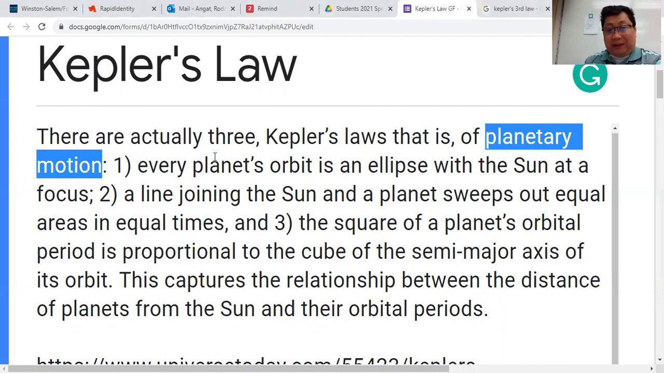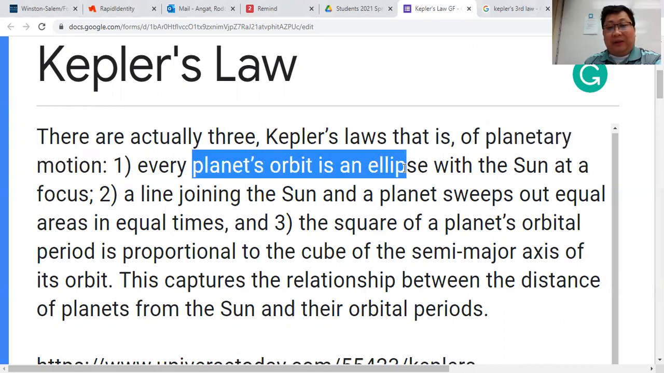Kepler's first law states that planets' orbits are elliptical. The orbits of the planets like Mercury, Venus, Earth, Mars, Jupiter, and Saturn all have an elliptical orbit. Of course, the degree of how elliptical they are varies, but they all have elliptical orbits. That's Kepler's first law. Remember, the key word is elliptical or ellipse.